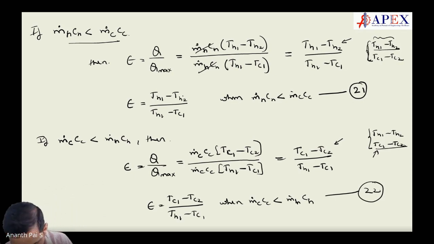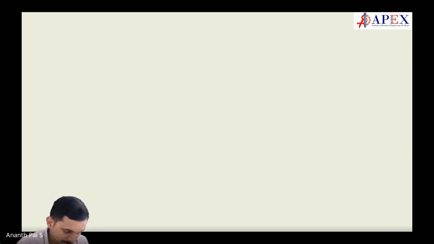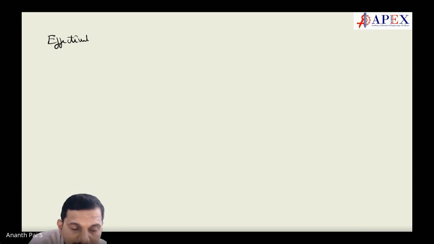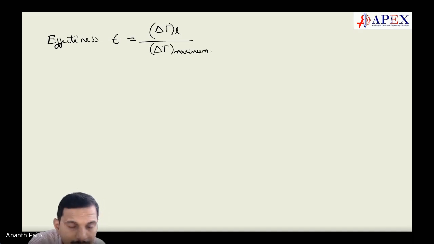Okay. Now, next point. Effectiveness, eta, can also be defined as eta equals delta T L divided by delta T maximum. What happened here?